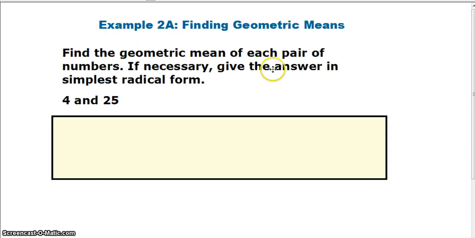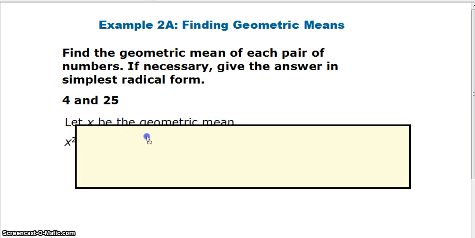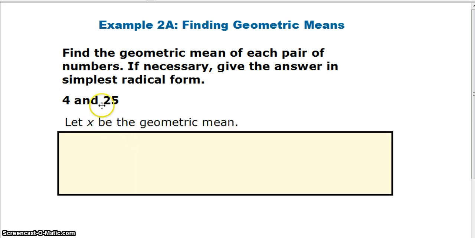So let's try to apply finding the geometric means. This can make more sense using real numbers. So find the geometric mean of each pair of numbers. If necessary, give the answer in simplest radical form. I have the numbers 4 and 25. We're asked to find the geometric mean. So let x be the geometric mean.